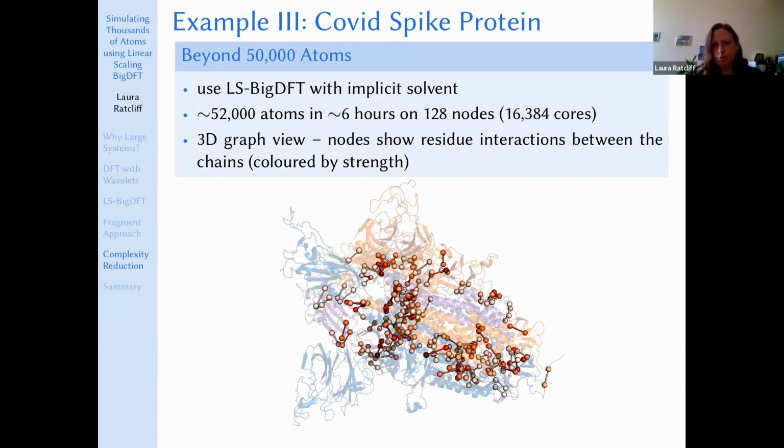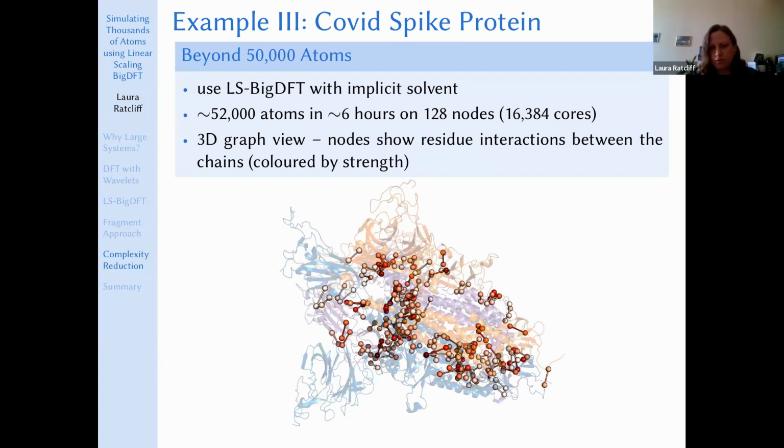So just the final example, in just the last week or so, we were able to converge the largest system we've done so far with linear scaling BigDFT. And this is the COVID spike protein. So this is about 52,000 atoms. We did the calculation also in implicit solvent. In total, it took about 6 hours on 128 nodes of Irene, the supercomputer in France.